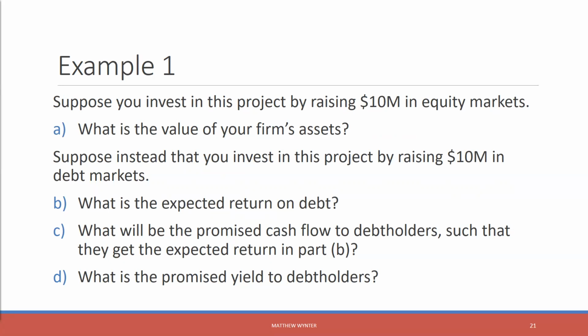Okay, part B. What's going to be the expected return on debt? The expected return on debt is going to be 0.05. Why? Because beta equals 0, so there's no systematic risk.